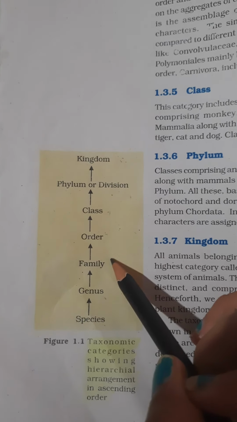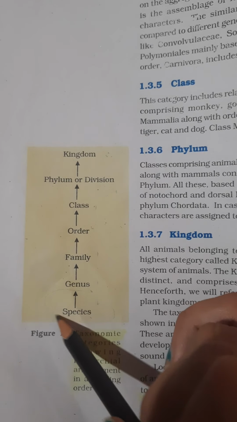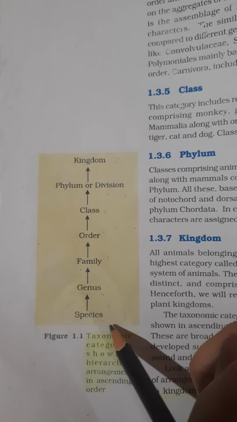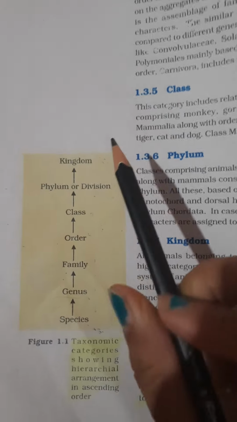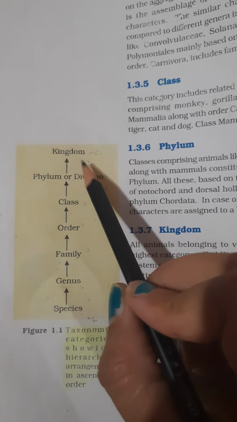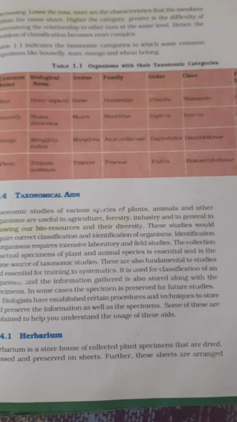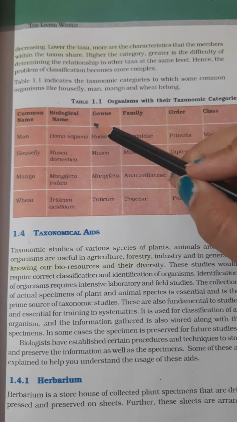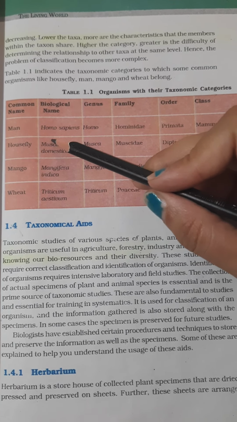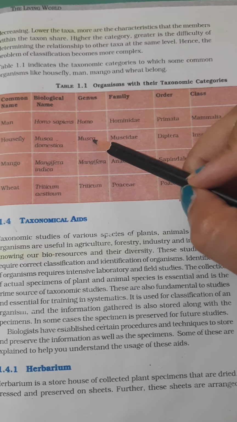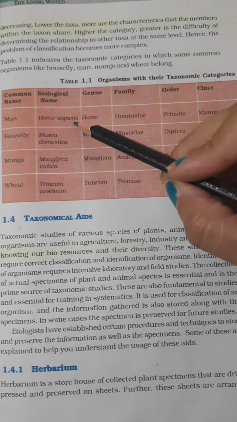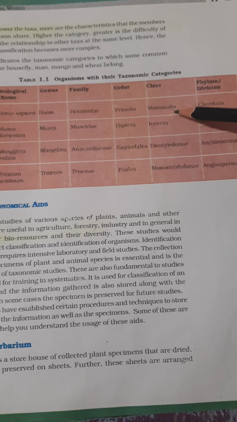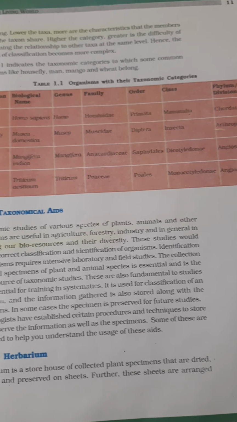When we reach the species level, which is the basic unit or the basic taxon or category, the number of similarities will be maximum, and at the kingdom level the number of differences will be maximum. So let's see how the taxonomical categories work for man. The biological name is Homo sapiens. Homo is the genus or generic name and sapiens is the specific epithet or species. Family is Hominidae, order is Primata, class is Mammalia and phylum or division is Chordata.